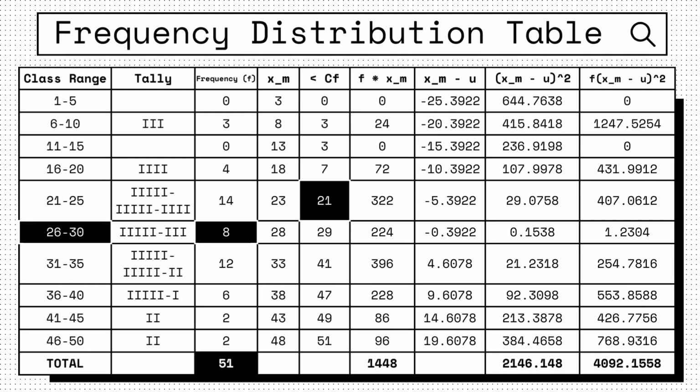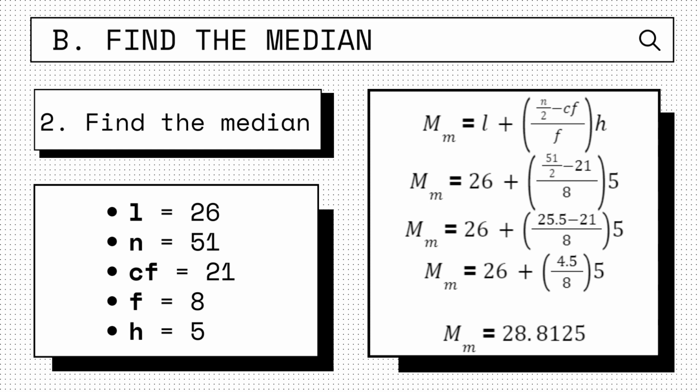So based on the frequency distribution table and the median class, the L, or the lower limit of the median class, is 26. The N is 51. The cumulative frequency is 21. The frequency is 8. And the class size is 5. So to summarize our data, L is equal to 26, N is equal to 51, CF is equal to 21, F is equal to 8, and H is equal to 5. And we are going to apply the values that we gathered to our formula, and we will get 28.8125. And this will be our median.